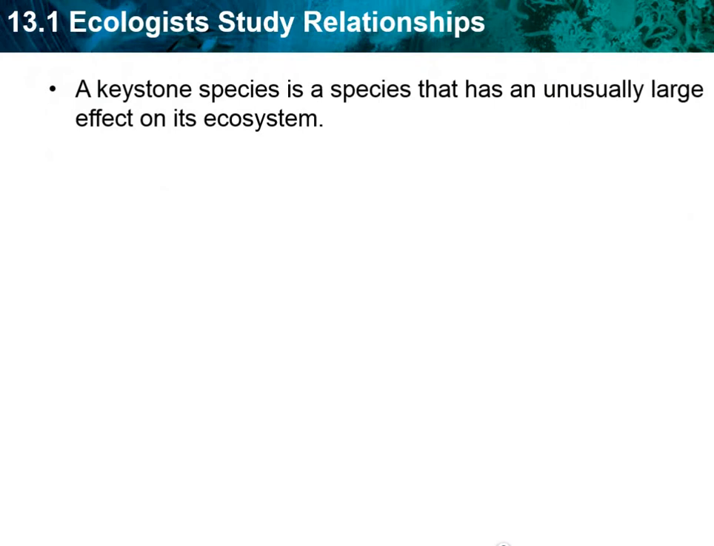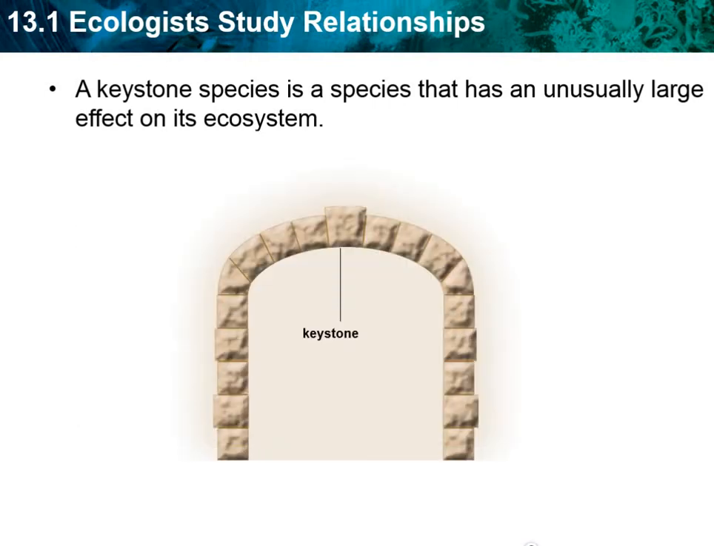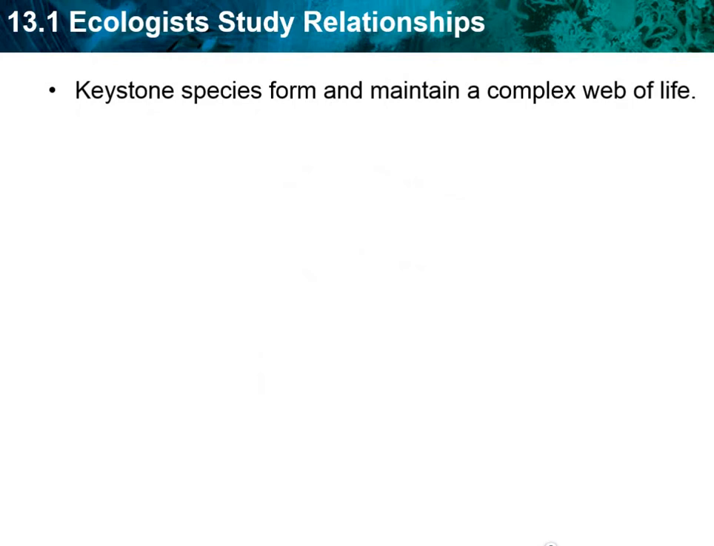Another thing that will come into play is what's known as a keystone species. And in a game that we'll play in a few days, a keystone species is a species that has an unusually large effect on its ecosystem. So in that game we play, there's going to be one that's a keystone species. So this right here is an arch, and the keystone is that middle stone in the arch. If you remove that middle stone, that whole arch is going to collapse. And it's the same thing that would happen with keystone species. So keystone species form and maintain a complex web of life.